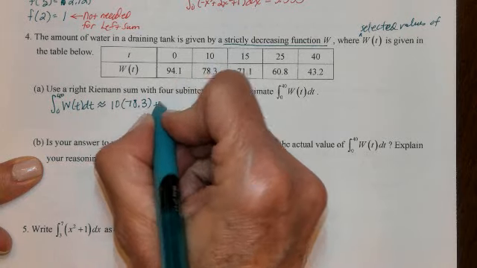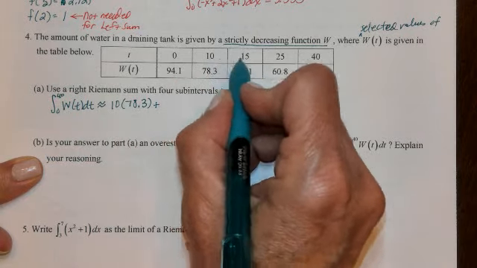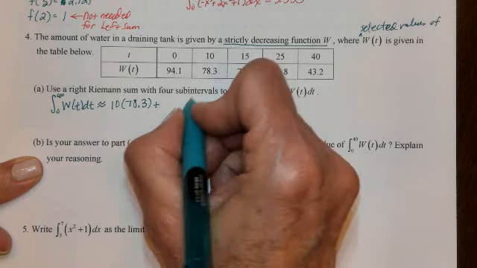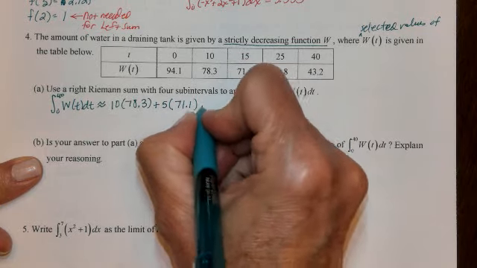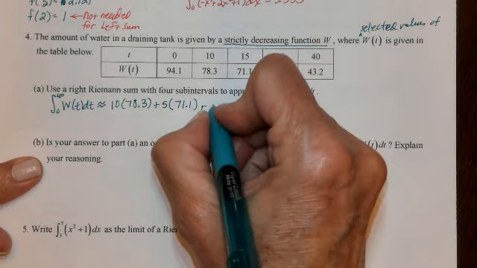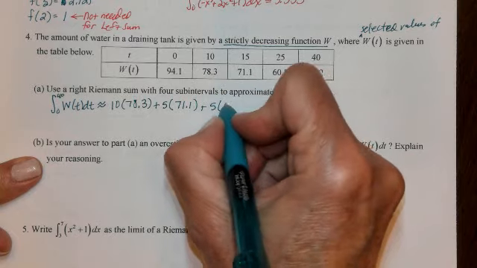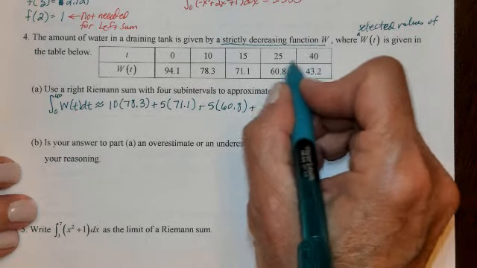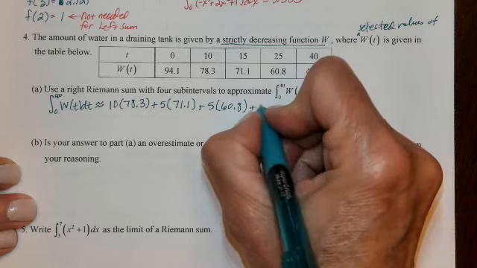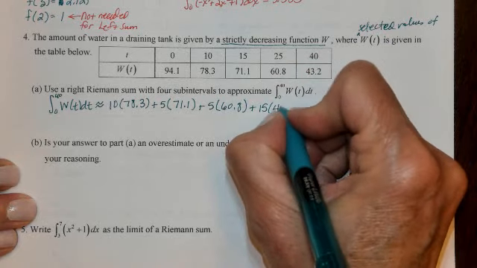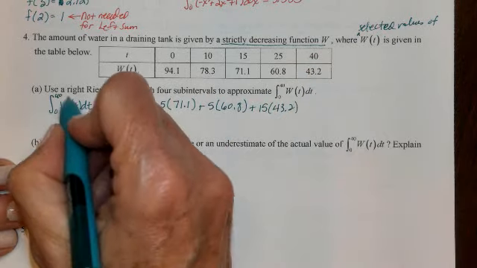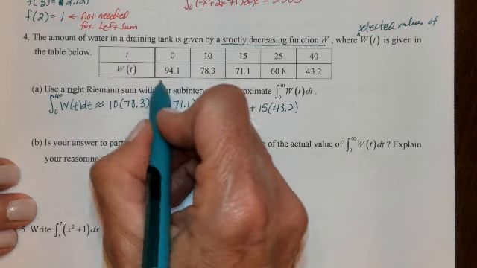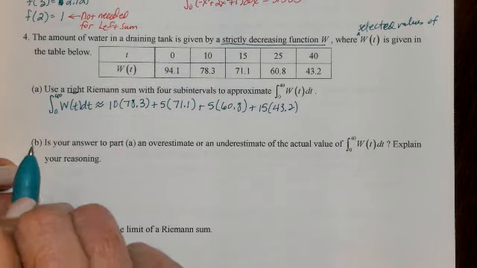Next rectangle, base length 5. Next height will be the right-hand height, 60.8. Next base length, 15. Height 43.2. Remember, in a right Riemann sum, you're not going to use the leftmost height.